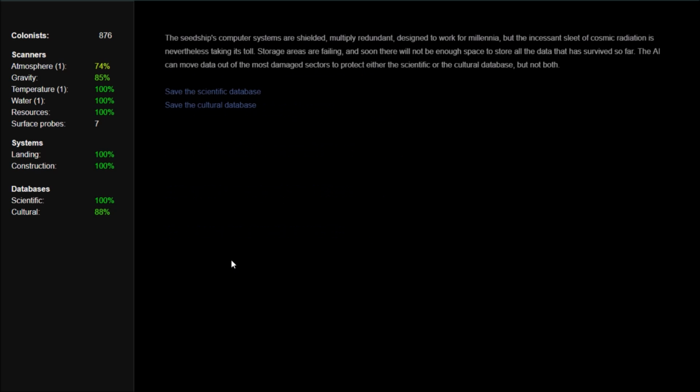Okay, systems are shielded. Multiple redundant designed to work for millennia, but the incessant sleet of cosmic radiation is nevertheless taking its toll. Storage areas are failing, and soon there will not be enough space to store all the data that has survived so far. The AI can move data out of the most damaged sectors to protect either the scientific or the cultural database, but not both.